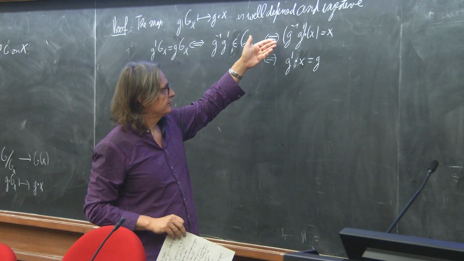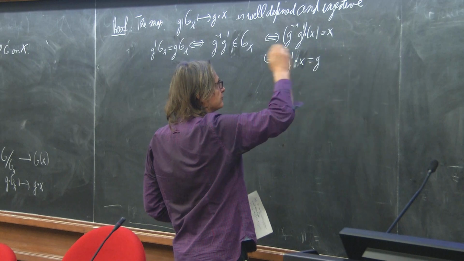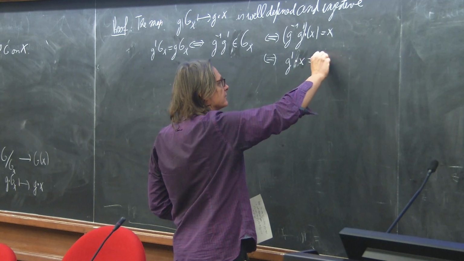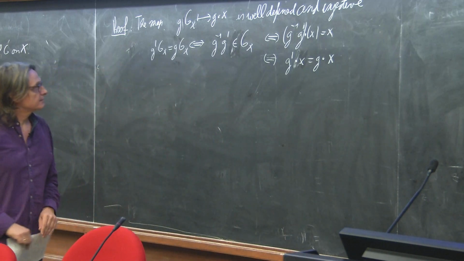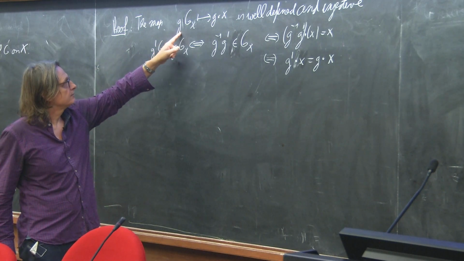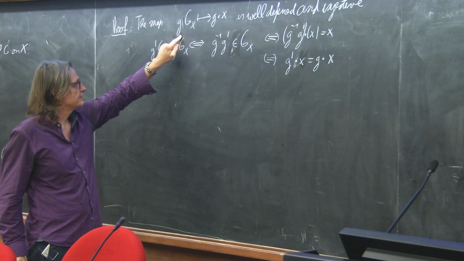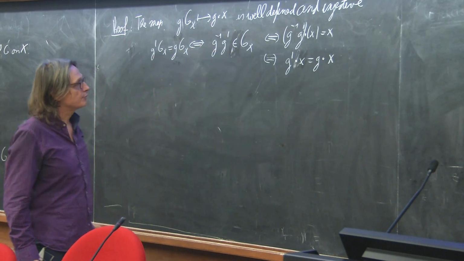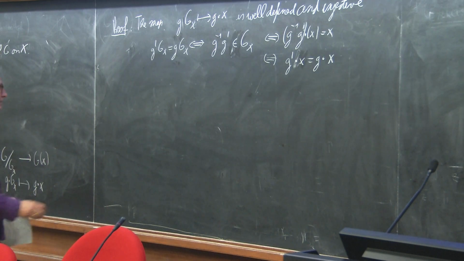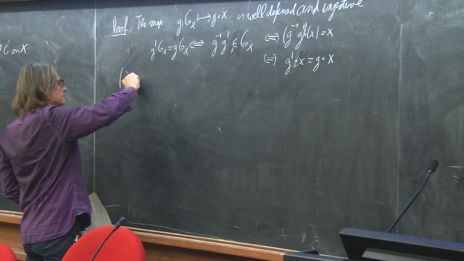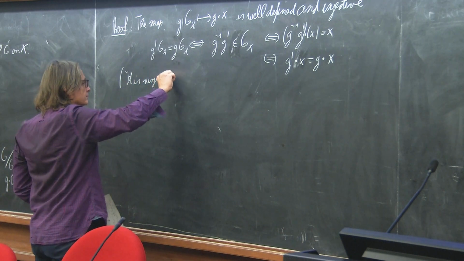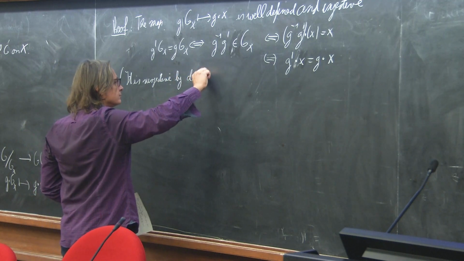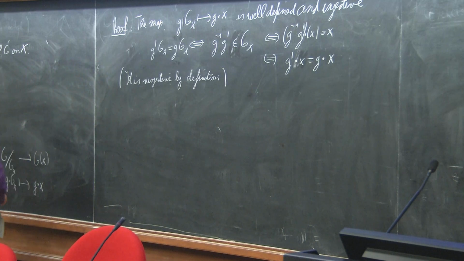So if we apply the action of g on it and use the associativity property of the action, then it is this. And so we see that these two elements, g and g prime, define the same coset if and only if here we also have the same. And so this means this map is both well-defined and injective. And it's surjective by definition, because in the definition here, this g is an arbitrary element of G, so therefore gx is an arbitrary element in the orbit.